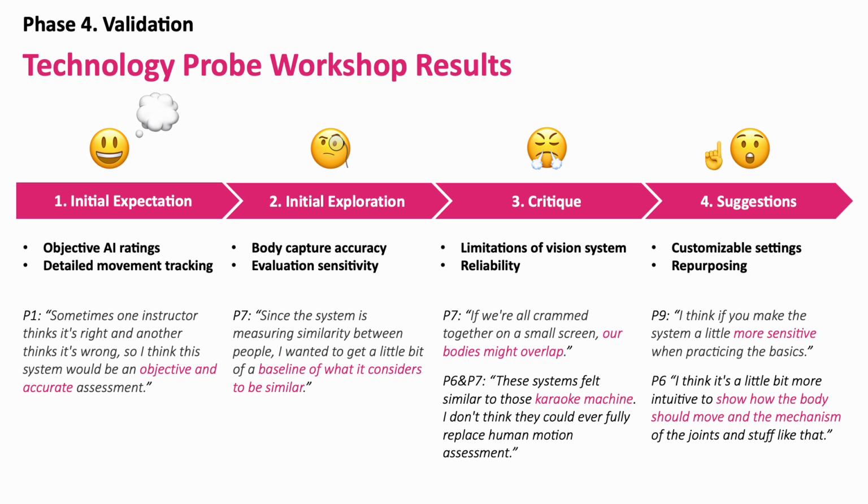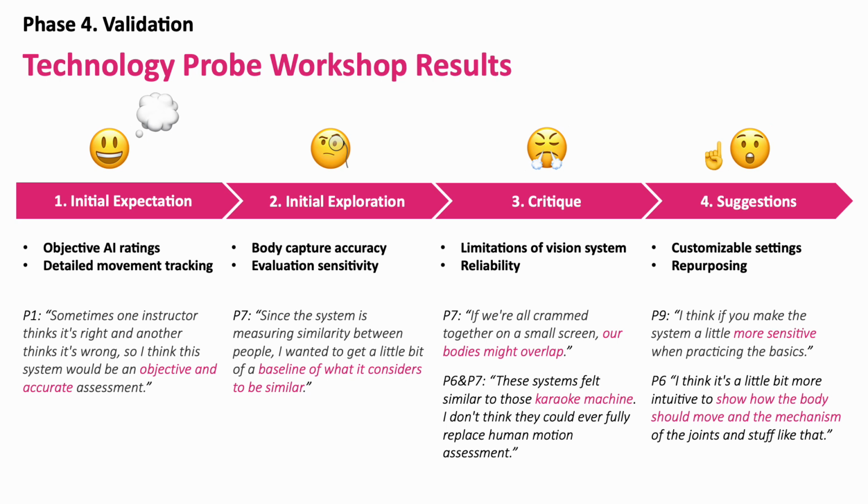Third, users identified limitations of the vision system. A key issue was occlusion. When dancers are close together, their bodies might overlap in the camera view. Additionally, participants compared the system to karaoke machines. They felt it couldn't fully replace human assessment of dance movements. Finally, participants proposed ideas for improvement.